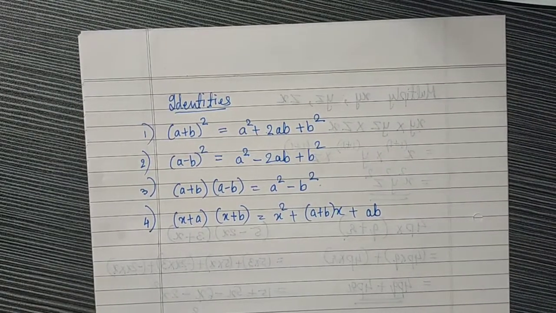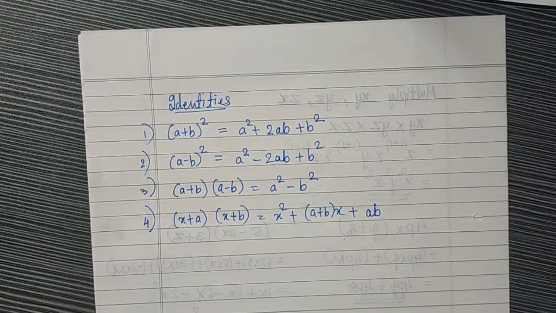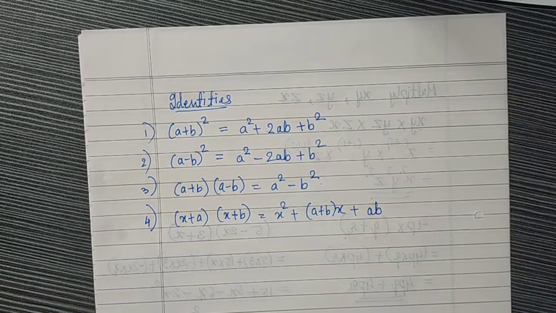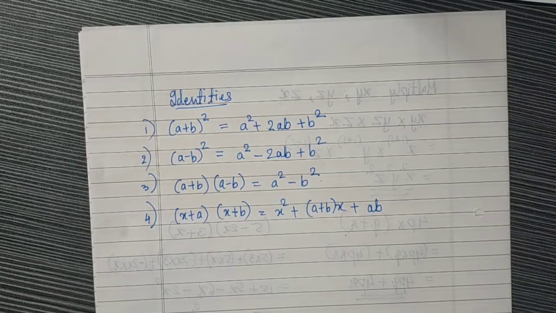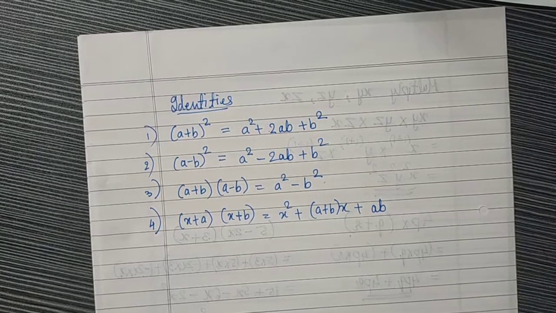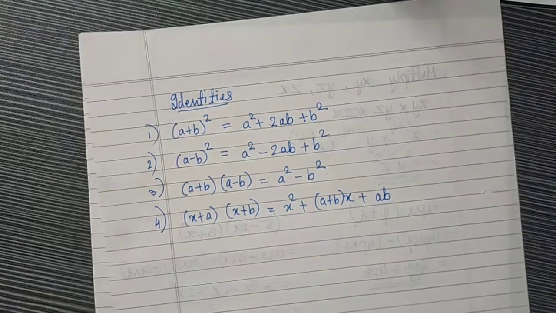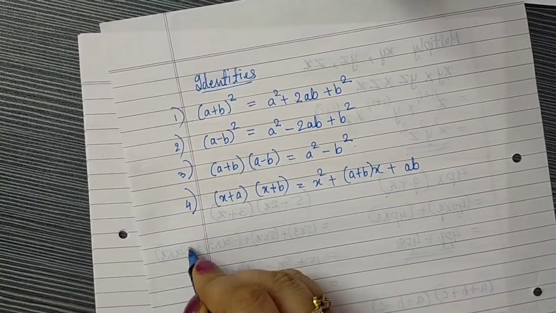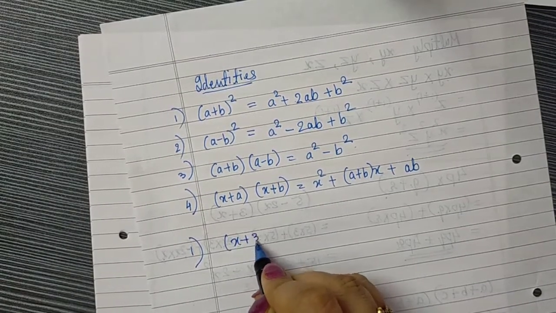These are the four identities, and based on these identities we are going to do few sums. We are going to solve these sums using these identities. I will solve few examples related to all these identities. Different types of examples. Now first of all, let us use identity number 1. Using that identity we will solve these sums.